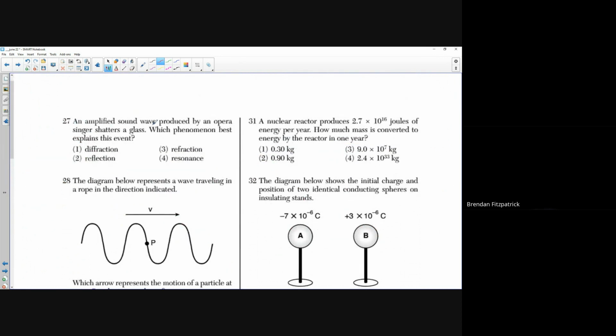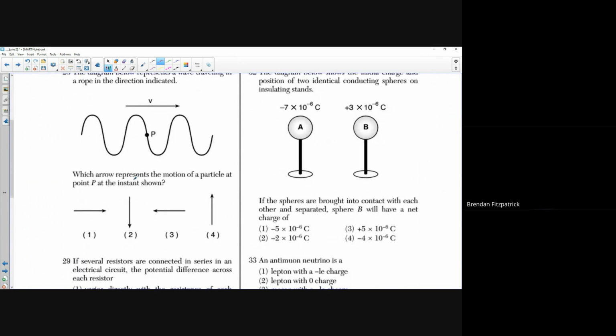27. An amplified sound wave produced by an opera singer shatters a glass. Which phenomena best explain this? This is resonance, because the sound waves, the vibrations are going from the singer's voice, from her vocal cords to the glass, and those vibrations are being transmitted at the proper frequency, which causes big vibrations in the glass, and eventually it shatters. So that is resonance by definition.